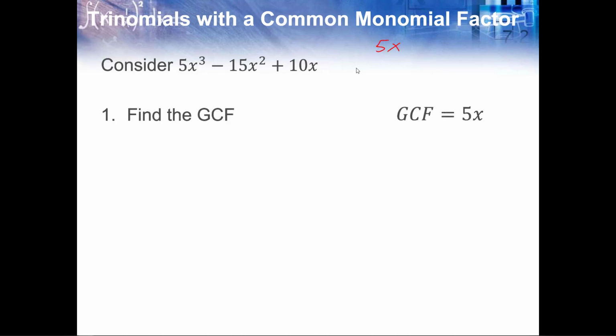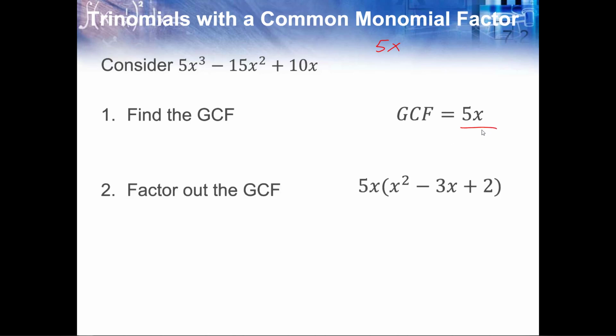So what do we do? Well, that's what we do. We find the greatest common factor. There it is. Next, we want to factor that greatest common factor out. So it's going to be 5x times whatever I need to get 5x cubed, which will be x squared, minus 5x times whatever I need to multiply that by to get 15x squared. That's just 3x. And then plus 5x times whatever I need to multiply 5x by to get 10x, and that would be 2. There you go.